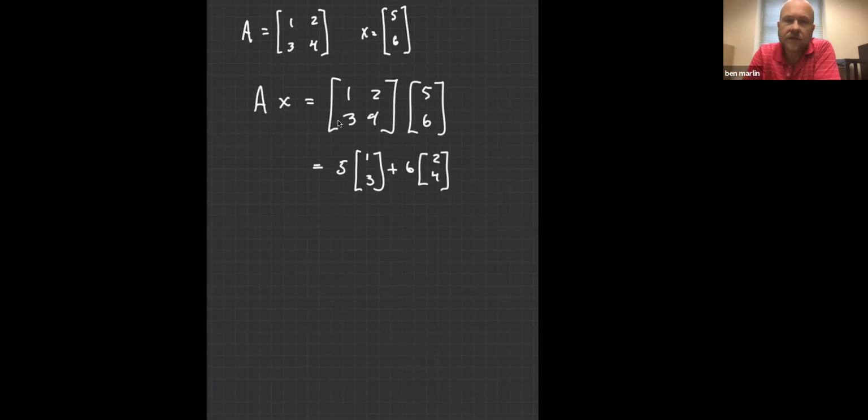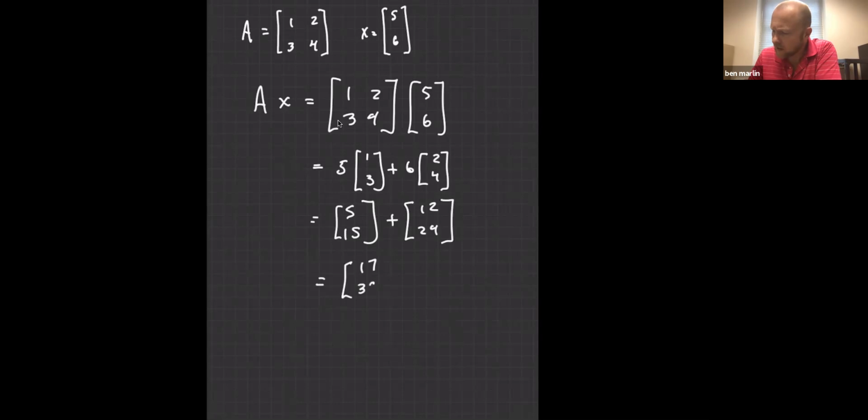All right, so just take those entries, the 5 and 6, and multiply them by the vectors that are the columns. And of course you have 5, 15 plus 12, 24. Those are the same size, so you can add them and you get 17, 39. Okay, boom, that's what you're doing there.